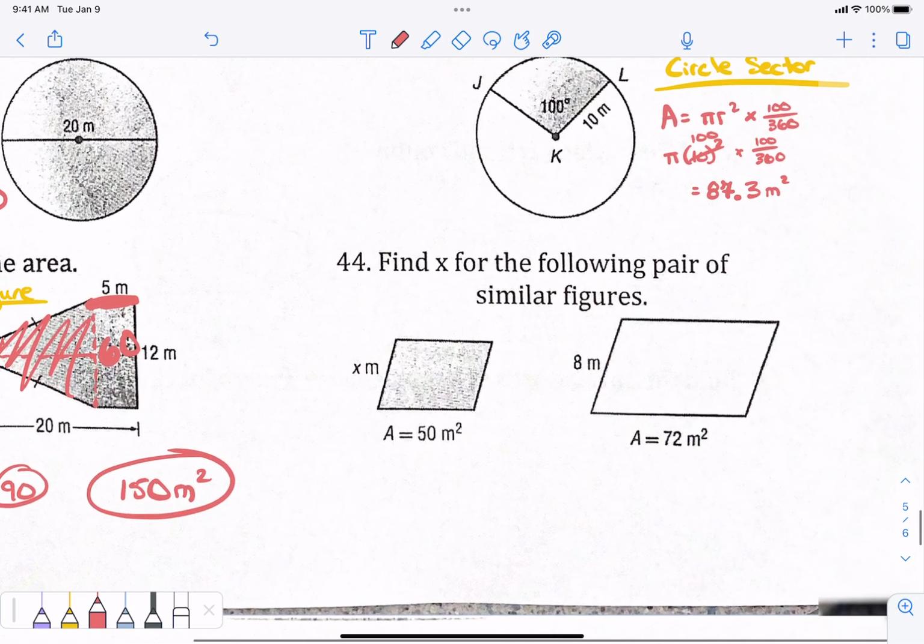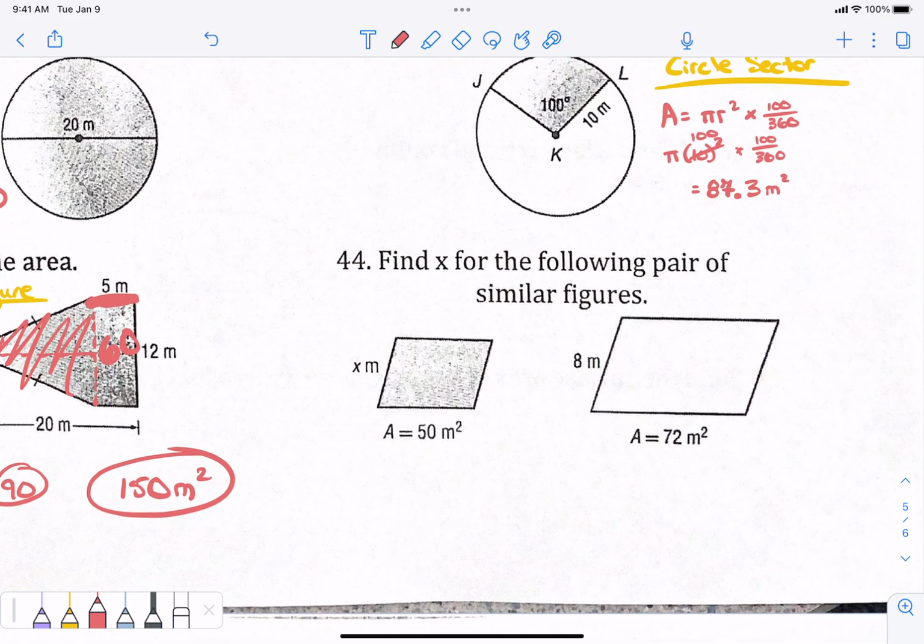Nice. 44. We didn't talk about 44. We skipped over this section. Find x for the following similar triangles.